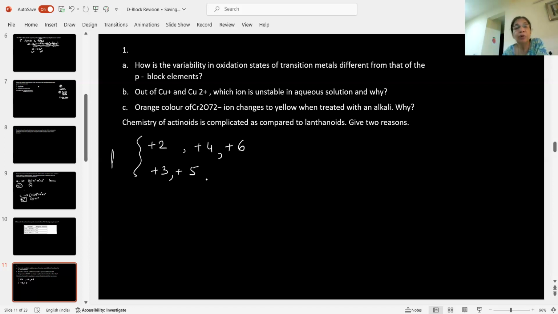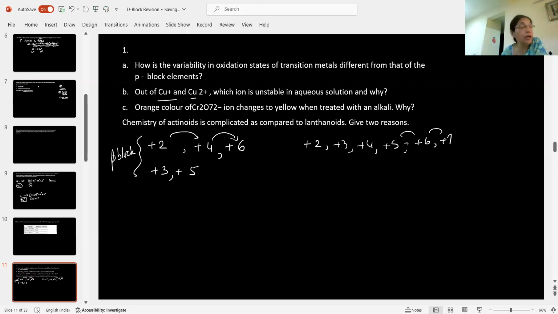So these are p block elements. So in p block elements, what happens? The oxidation states differ from each other by 2. But in d block, the oxidation states differ by 1. For example, manganese has +2, +3, +4, +5, +6, and +7 oxidation states. So they differ from each other by 1 number. That is the main difference.